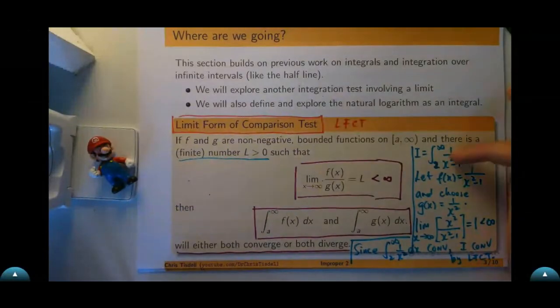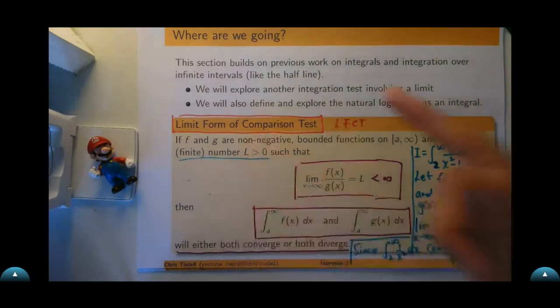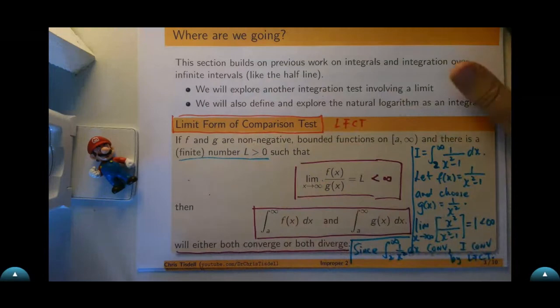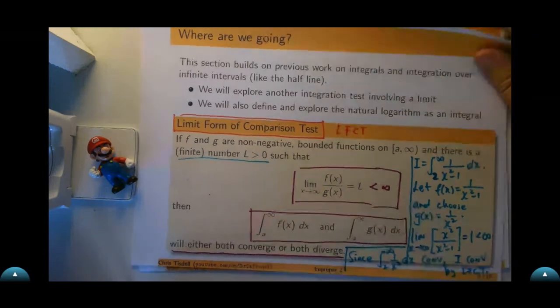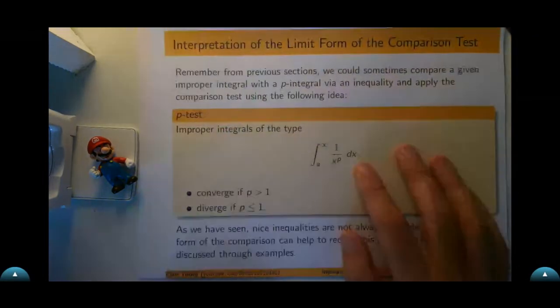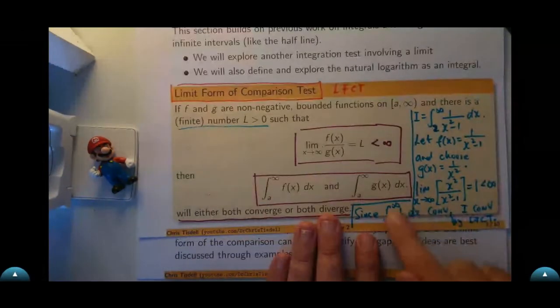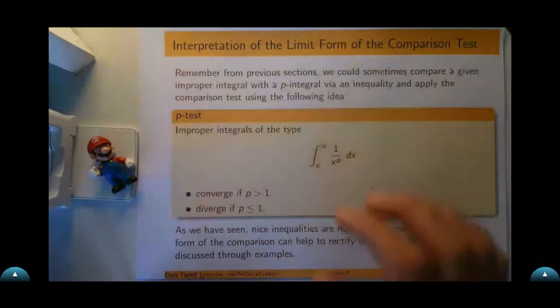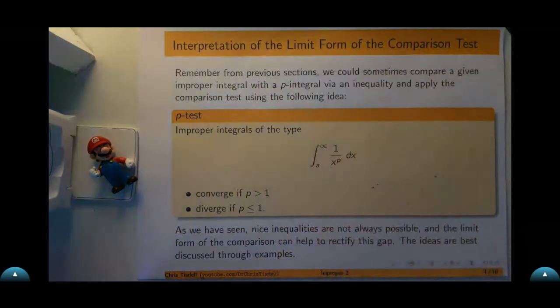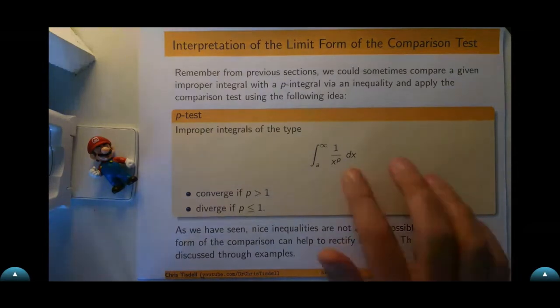Okay. So you can't solve this using a basic comparison test with, say, 1 on x squared. So this does stuff that the comparison test can't do. You'll see in this one, we compared it with a p integral. Remember, p integrals are great because they're easy to deal with and they're very simple.